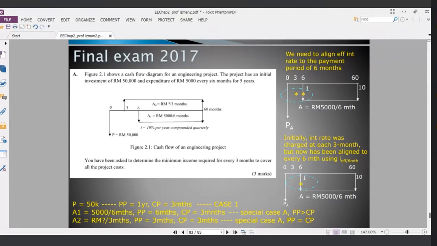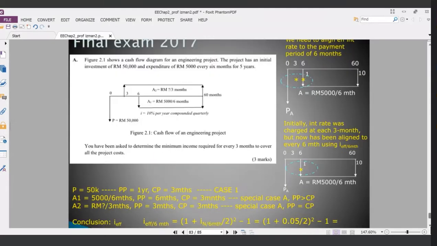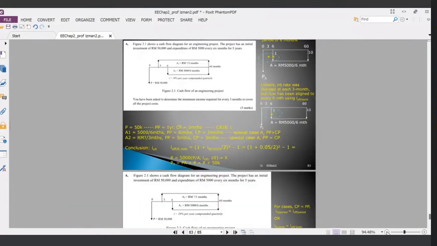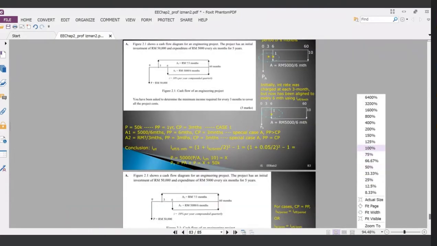In fact, your homework 4 pun is something similar to this one kan? Betul tak? Betul. Tahu homework 4? Ada tengok tak homework 4? Baru bagi, Doktor. Ada something similar kan? Alright. So for this one, agaknya kamu faham tak? Faham tak agak-agak? Macam mana nak buat dia?